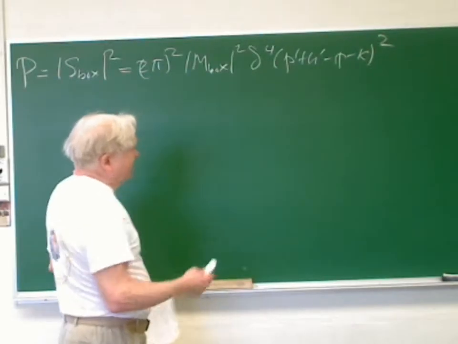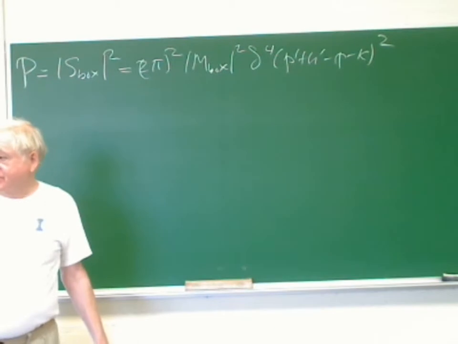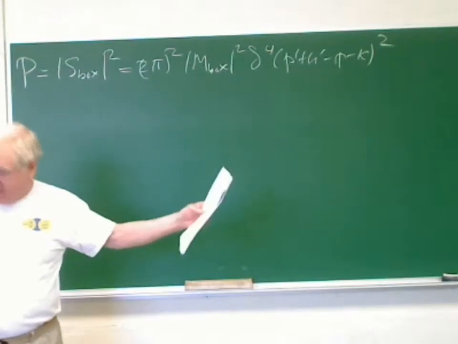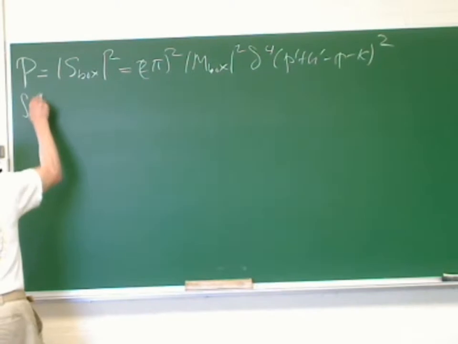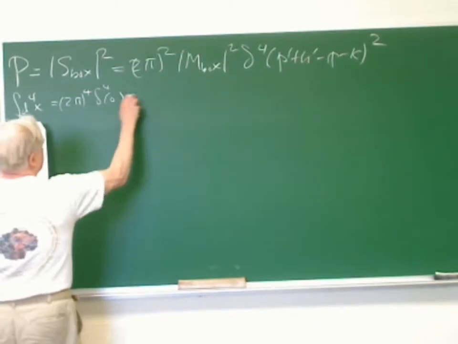But the integration of the sum over final states, and the other delta function is going to be delta fourth of zero, but that is just, by our formula over there, the volume of the box times the time of the scattering, basically divided by 2 pi to the fourth. So in other words, integral d fourth x is equal to 2 pi to the 4 delta 4 of 0. And that's equal to V dt.